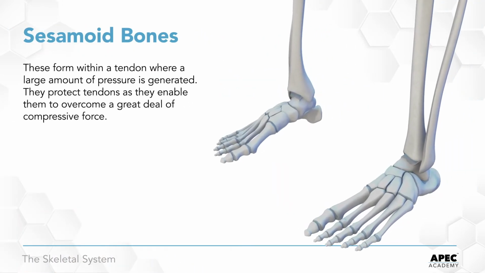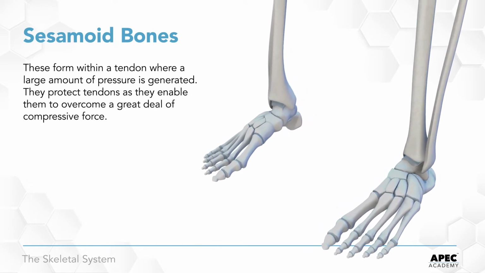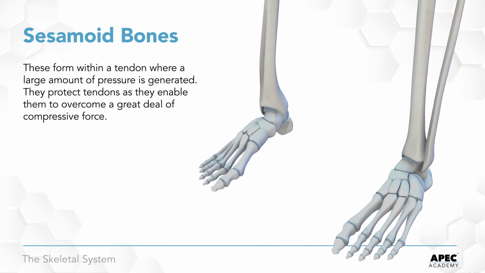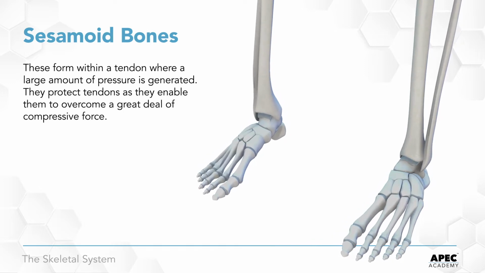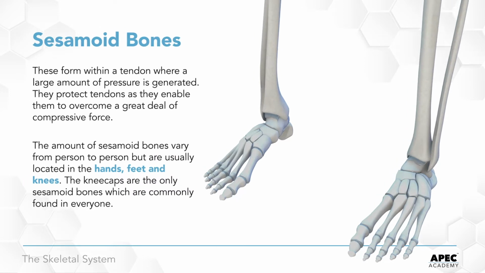Then we have sesamoid bones. These form within a tendon where a large amount of pressure is generated. They protect tendons as they enable them to overcome a great deal of compressive force. The amount of sesamoid bones varies from person to person, but they are usually located in the hands, feet, and knees. The kneecaps are the only sesamoid bones which are commonly found in everyone.